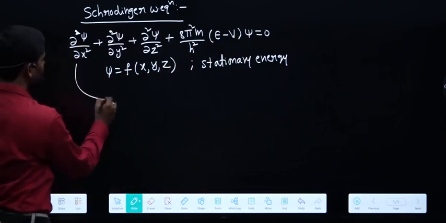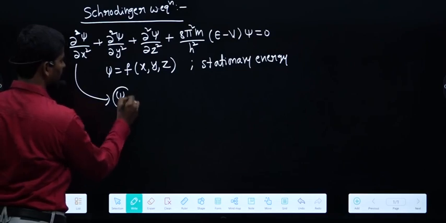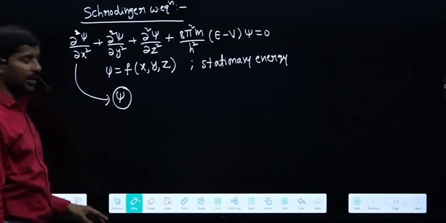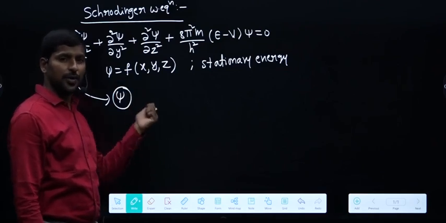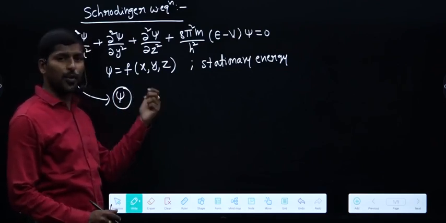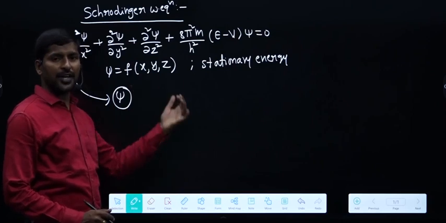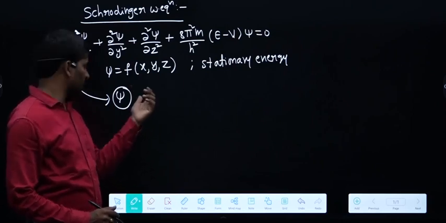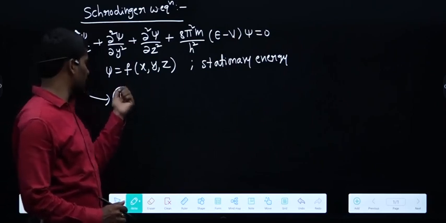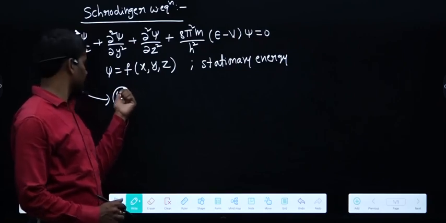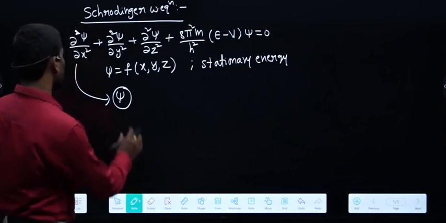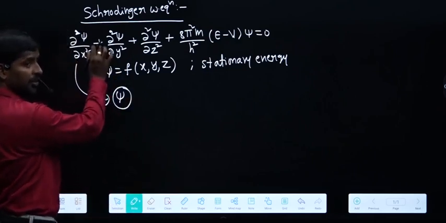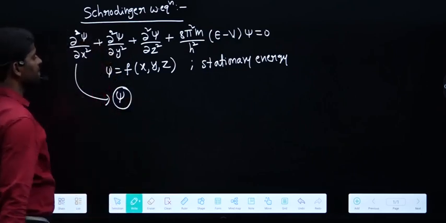If you solve this equation, what will we get? We will get an expression for psi. That psi gives all the information about the system. All the information means we can determine position, momentum, average position, average momentum, kinetic energy, potential energy. All those we can determine by using psi. So psi gives all the information about the system.